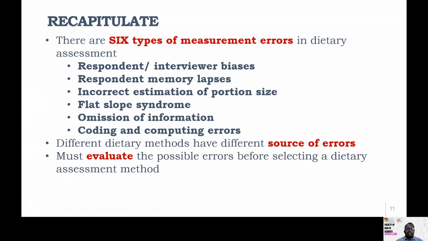So to recap, there are 6 types of measurement errors in dietary assessment. First one is respondent or interviewer biases, respondent memory lapses, incorrect estimation of portion size, flat slope syndrome, omission of information, coding and computing errors. We also must take note that different dietary methods have different sources of error, and it is the job of the researcher or the nutritionist to evaluate the possible errors before selecting a dietary assessment method.